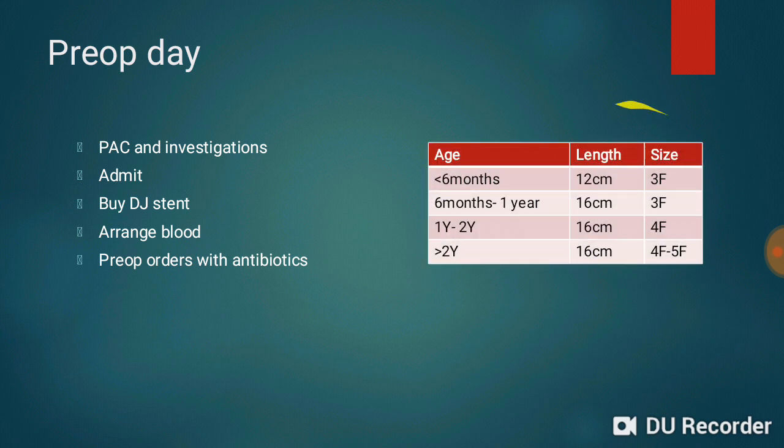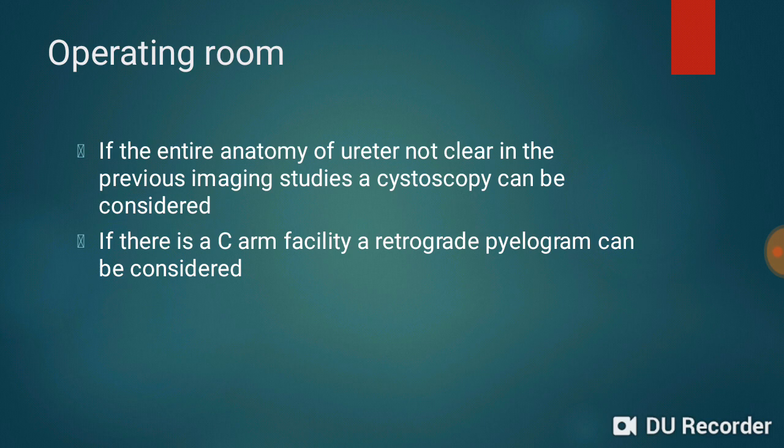Which DJ stent do we have to buy? Generally, in less than 6 months of age, use a 3 French and 12 centimeter stent. In 6 months to 1 year of age, we use a 3 French 16 centimeter stent. The French is the size and the other one is the length. In 1 to 2 years, 4 French 16 centimeters, and in more than 2 years, 4 to 5 French and 16 centimeters. This is the general size we prefer in the operating room. If the entire anatomy of the ureter is not clear in the previous imaging studies, a cystoscopy and a retrograde pyelogram can be considered if there is a facility.